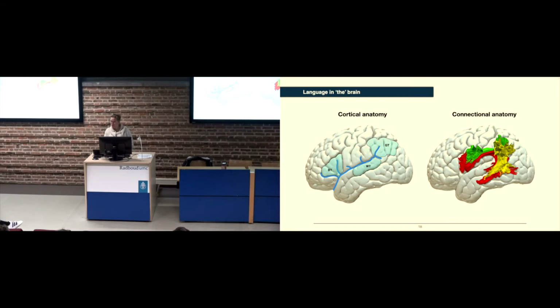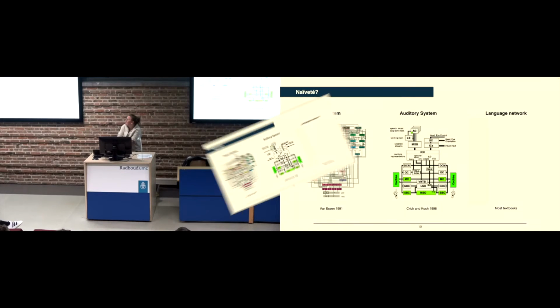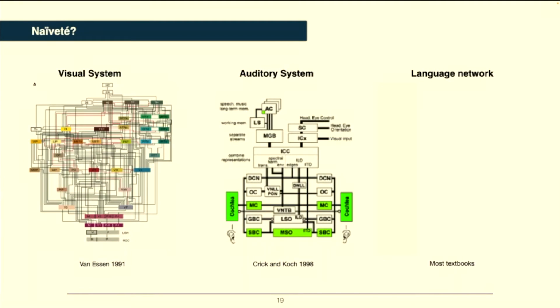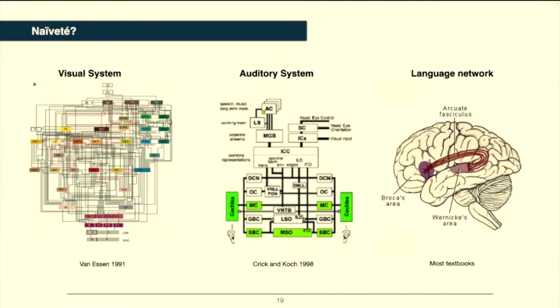Now, coming back to our model of language in the brain. When we look at other models, they look like this. So for the visual system, each of these boxes is one part of the brain. Every line is a connection between them. Same for the auditory system. And we can see they're hugely complex models for functions that arguably are less complex than language. Yet, when you open most textbooks, the model for language that you see looks like this. So it's probably fair to say that this model of language is slightly oversimplified.